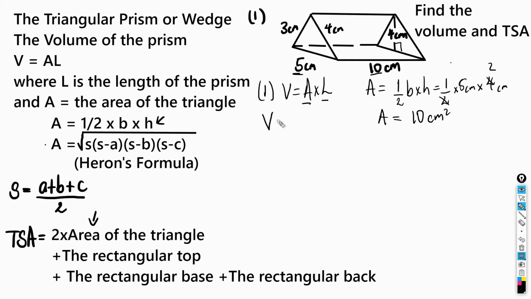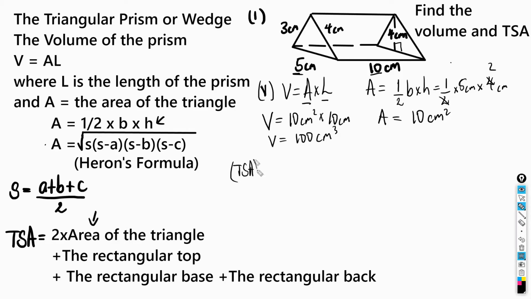So to find the volume now, it would be the area of the triangle, which is 10 centimeters squared, multiplied by the length, which is 10 centimeters in this example, and the volume should be equal to 100 centimeters cubed. Cool? All right, so we found the volume. Let's just put a V here. And now we need to find the total surface area.